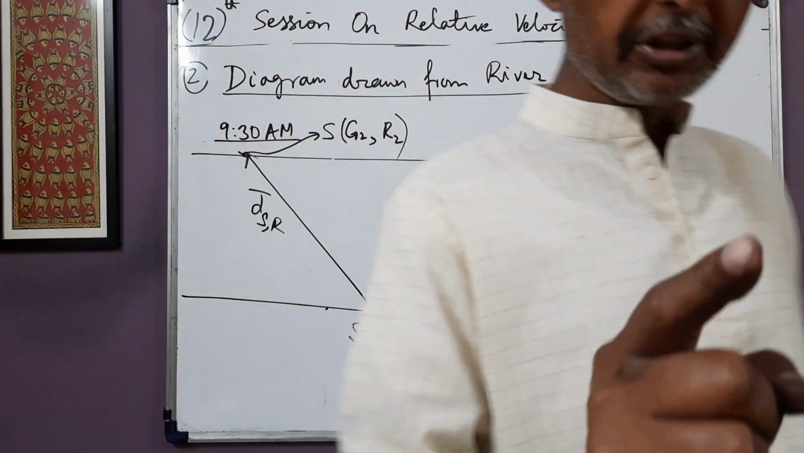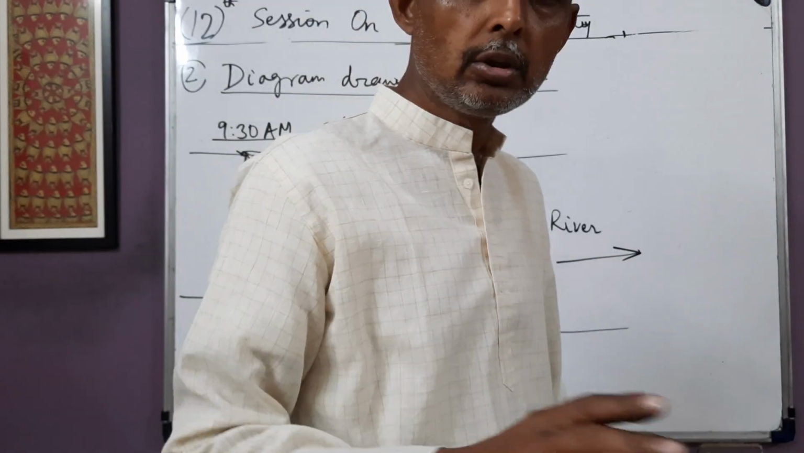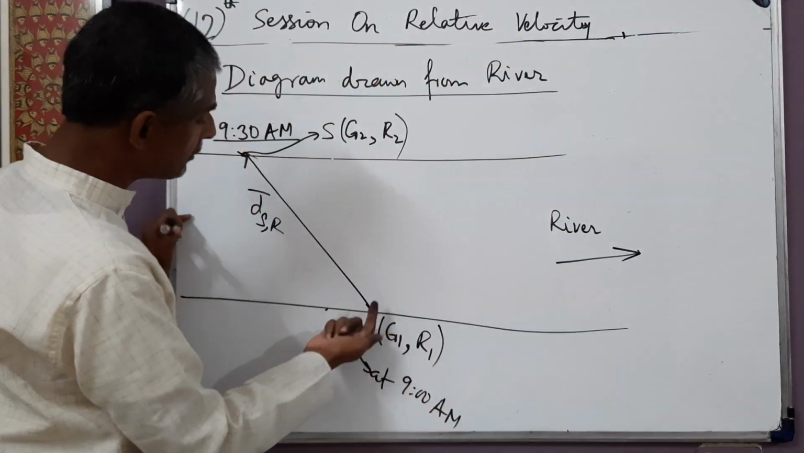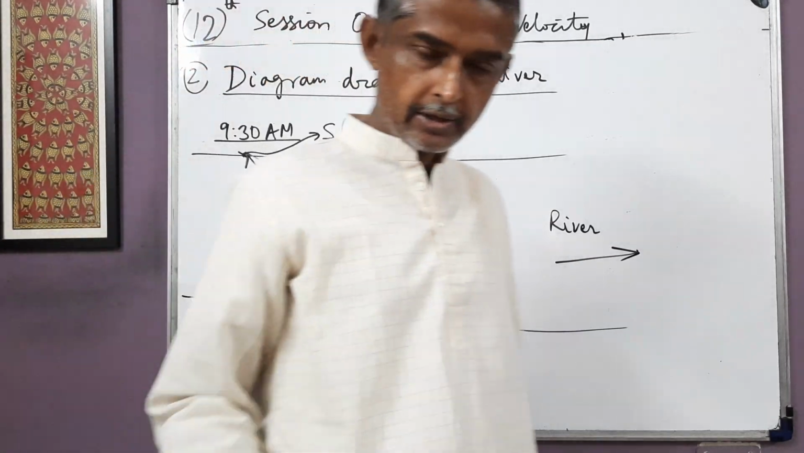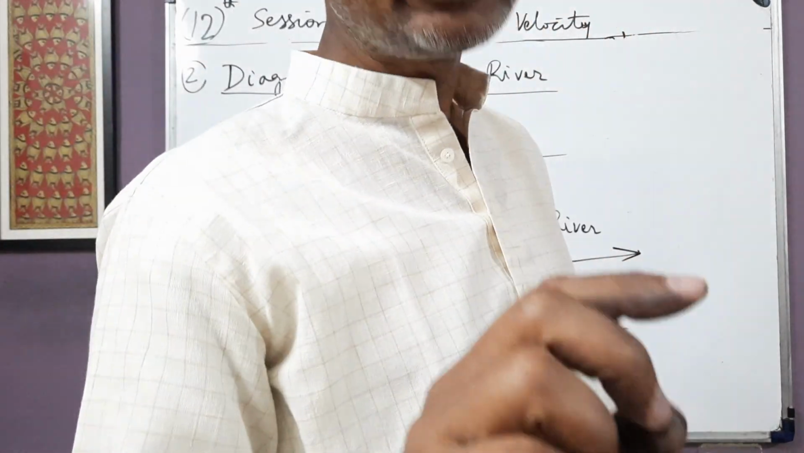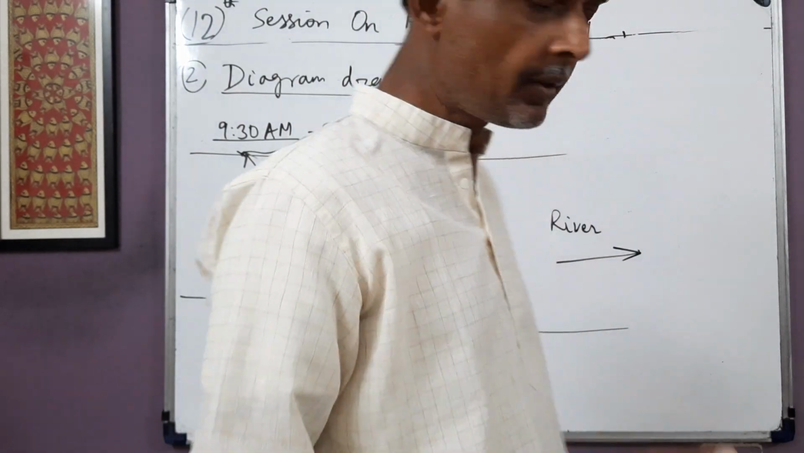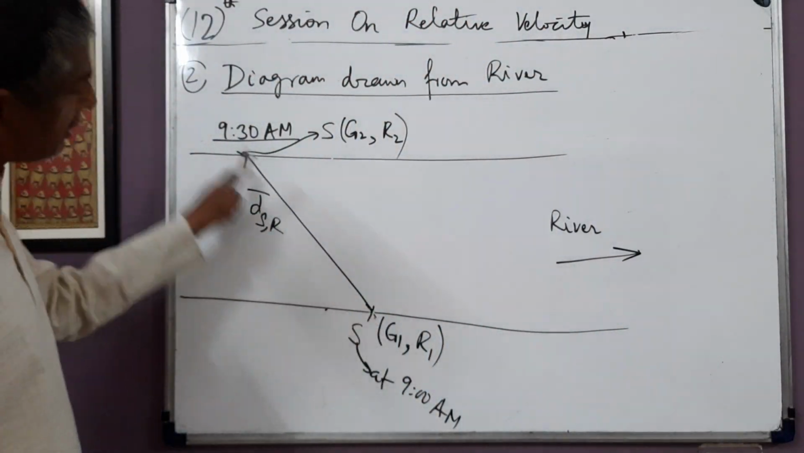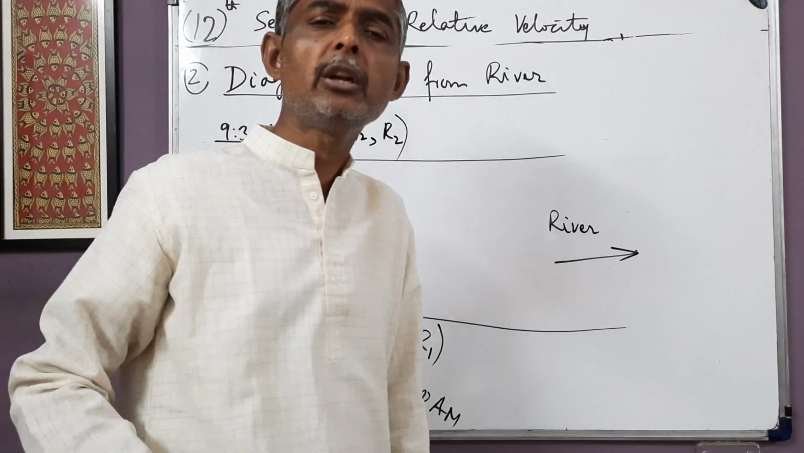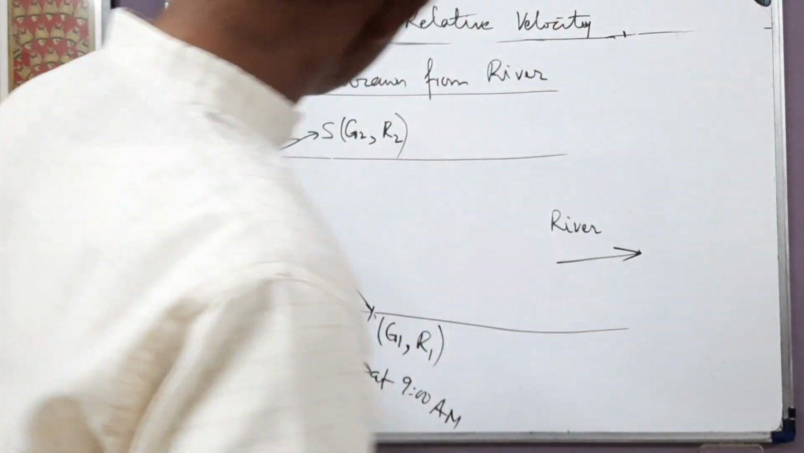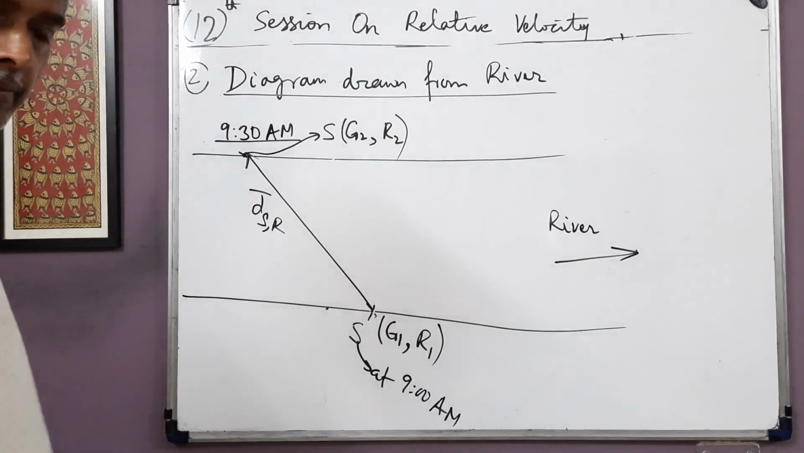See, I'm repeating this. When you draw the diagram from the ground, then we assume that the displacement of the swimmer with respect to the ground was in this direction. Then we found DSR. At least we should know one of them. We should know DSR or DSG, at least one of them. In the previous part, when you drew the diagram from the ground, we assumed that we know DSG. Here we are assuming that we know DSR.